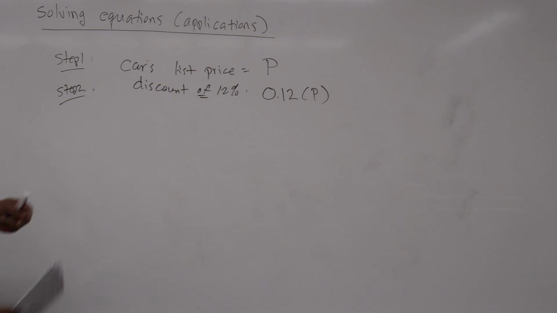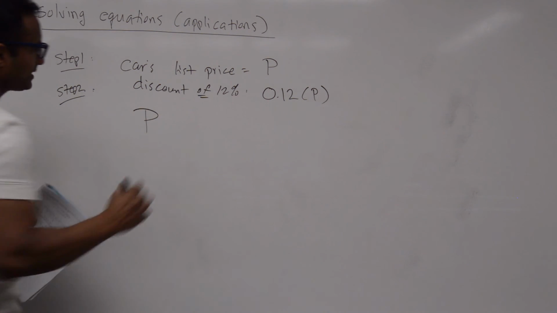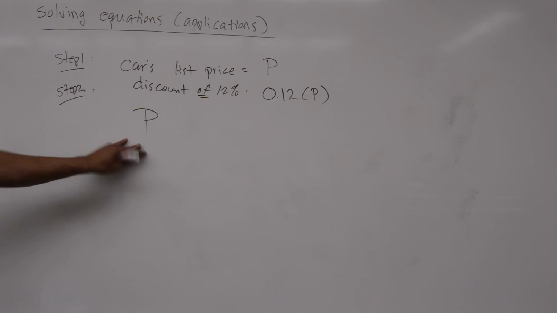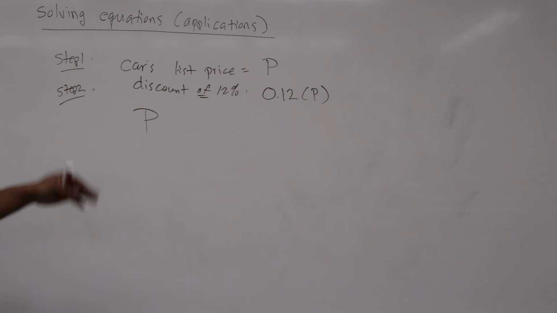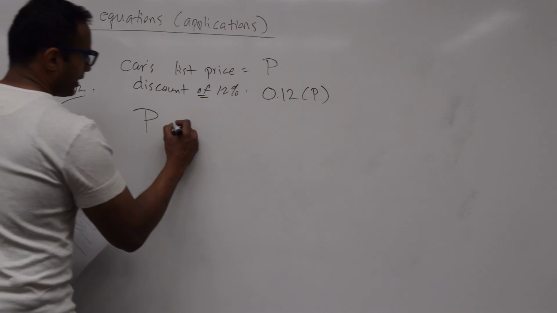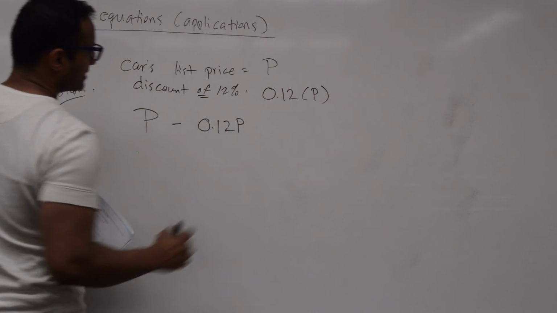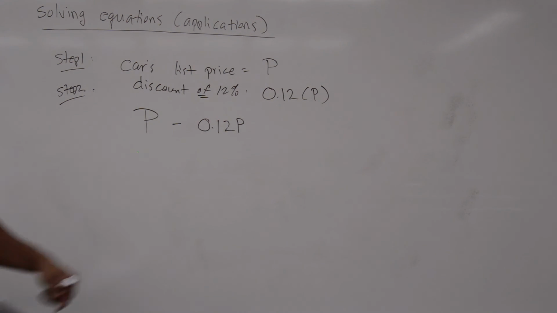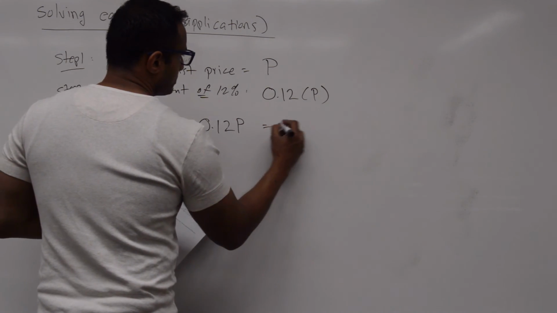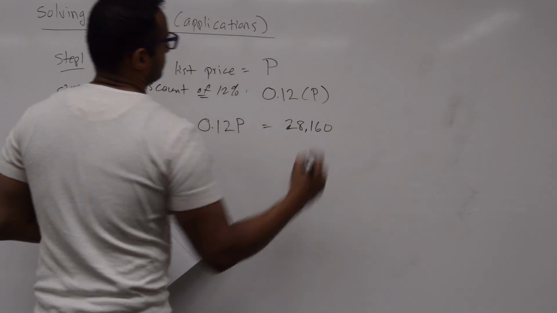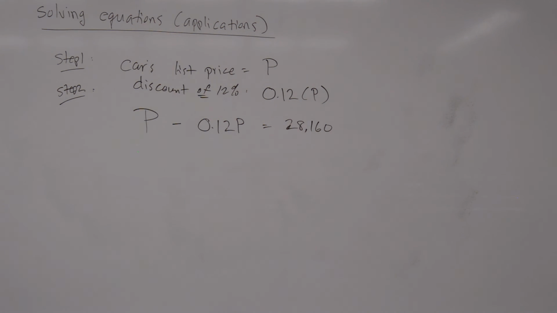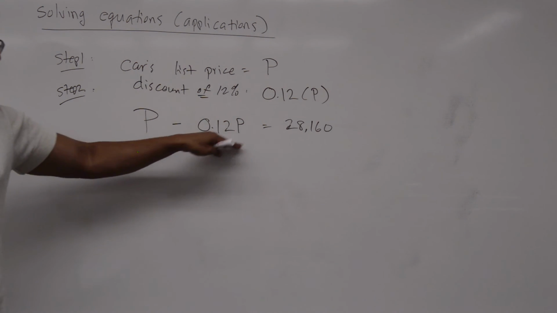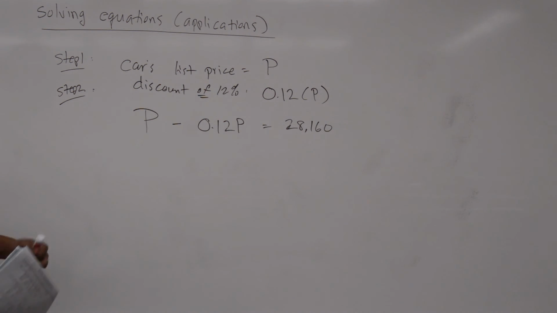Now, how do we get an equation out of that? So that's the car's original price. If there was no discount, if you bought this car in like March, that's how much you would pay. But now it's the end of the year, this car needs to go, so it's discounted by 12% of the original price, which is 0.12P. And the discounted price is $28,160. That's your equation. The original price of the car minus 12% of the original price, which is 0.12 times P, equals 28,160.